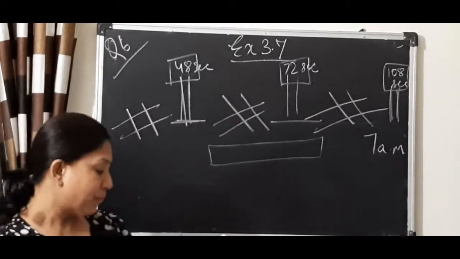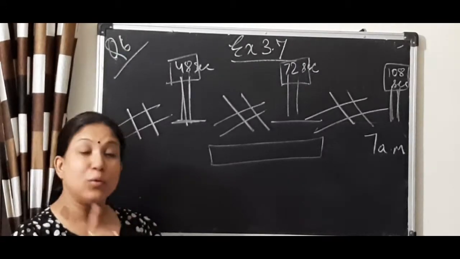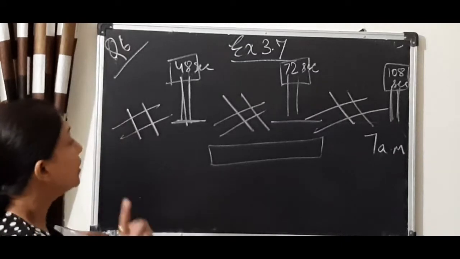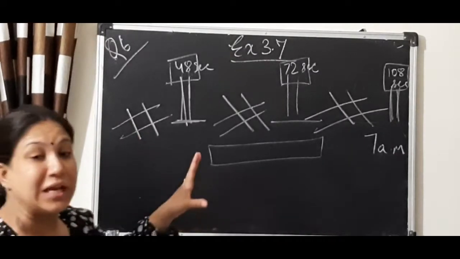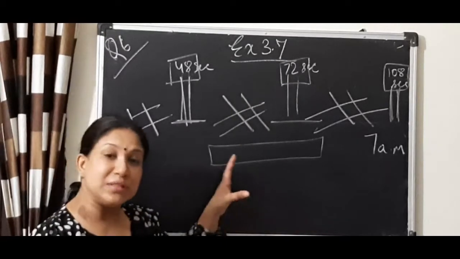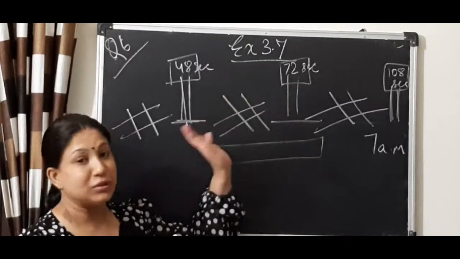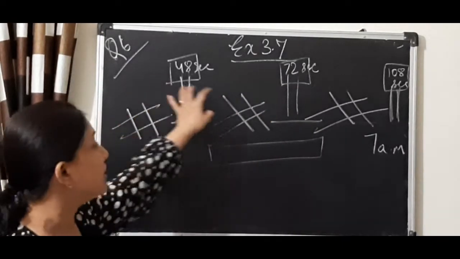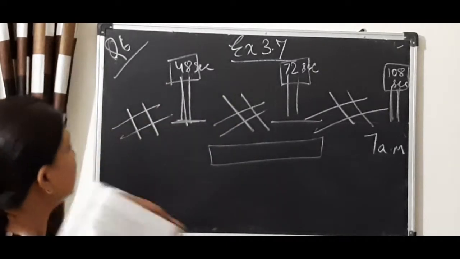If they change simultaneously at 7 a.m., at what time will they change again? Here we understood one thing: because it is given that they change simultaneously, we have to find out the LCM. We will simply take out the LCM of these three numbers. Let us start with the solution.